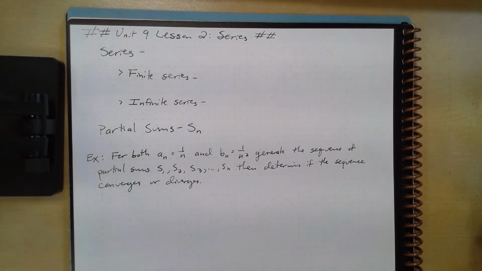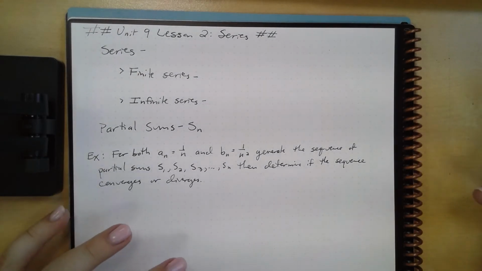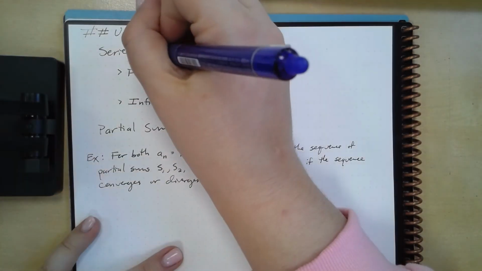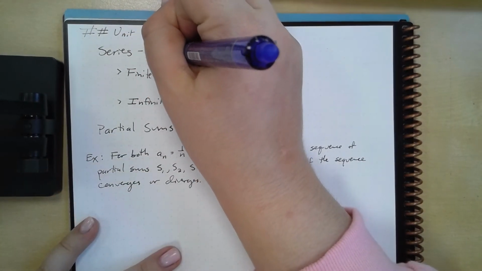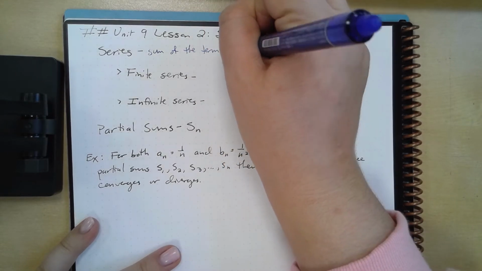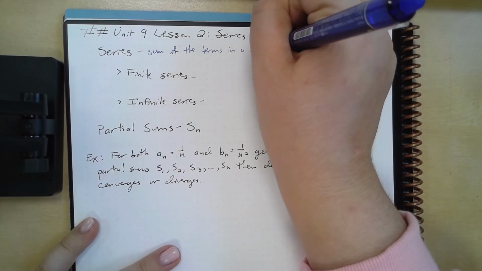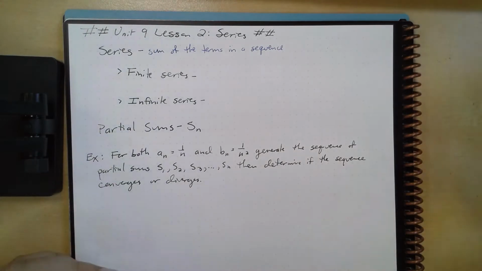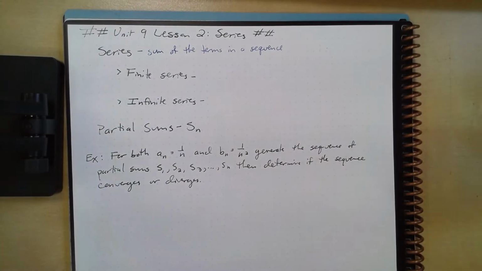Hi, welcome back. So we previously talked about sequences, and now we're going to dive in a little deeper and talk about series. Well, a series is just the sum of the terms in a sequence. So whereas with a sequence we had 1, 2, 3, 4, etc., now we would have 1 plus 2 plus 3 plus 4.